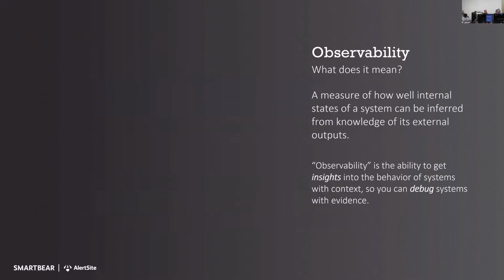So, observability. First off, what does it mean? The technical definition from control theory is a measure of how well internal states of a system can be inferred from the knowledge of its external outputs. But in this case, what it really means is having the ability or aiming to get insights from your production environments or from things that you deploy, and then using that as context so that you can go back and find and fix issues quickly and efficiently. So really having concrete insight into the behavior of your systems.